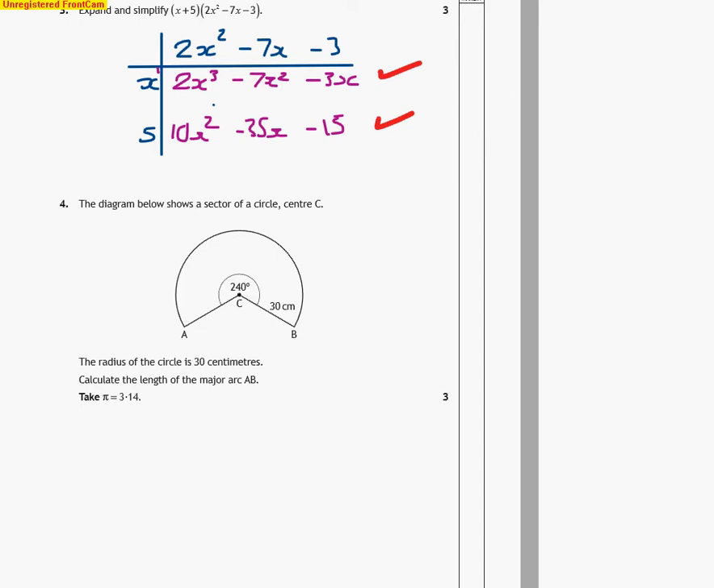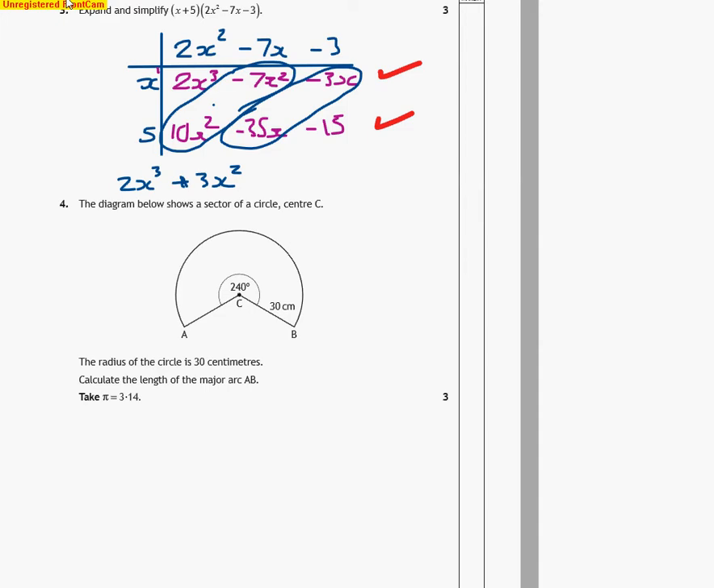So the cube is on its own. See here, these terms are the same, and then these terms are the same as well. Okay, so this is on its own, this is on its own, these two are the same. Okay, so for the last mark, you just need to add them together. So 2x cubed, that's fine. 10 minus 7, that's 3x squared, that is a plus sign.